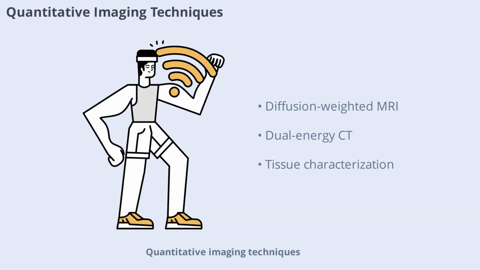Quantitative imaging techniques such as diffusion-weighted MRI or dual-energy CT allow for precise measurement of tissue characteristics. These advanced methods provide detailed information about tissue structure, function, and composition, enabling earlier and more accurate diagnosis. By integrating quantitative techniques into routine practice, radiologists can enhance diagnostic confidence and improve patient care.